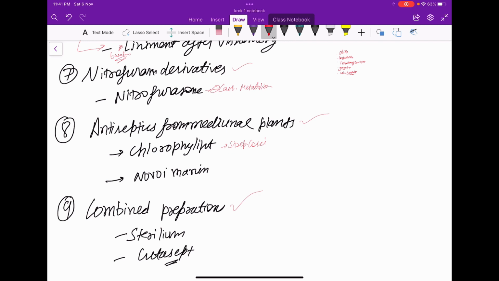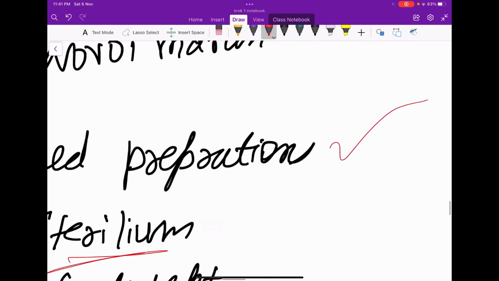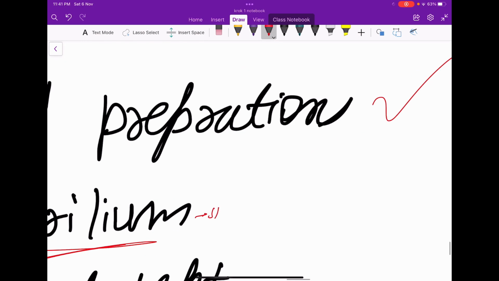Thereafter, the next one is Novoimanin. It is an antiseptic from the herb Hypericum, St. John's wort, and acts on gram-positive cocci. It is used topically for treatment of wounds, burns, abscesses, etc. The last ones are Stillium and Cutasept. Stillium, as the name itself tells, is sterile, so it's for making things sterile.